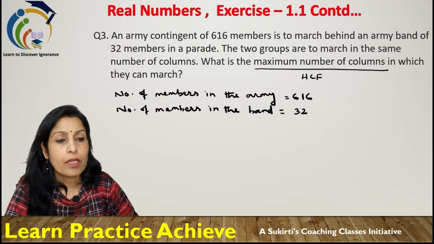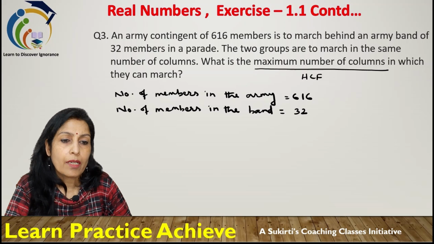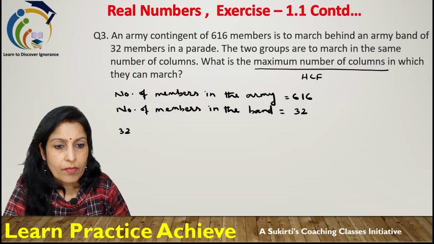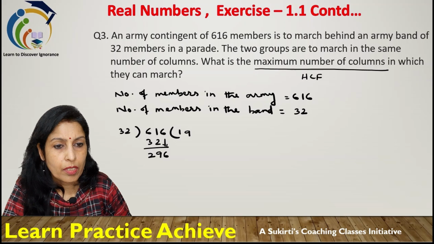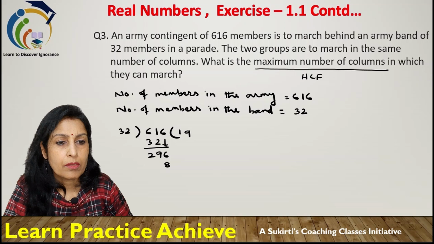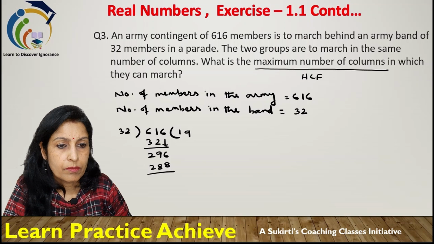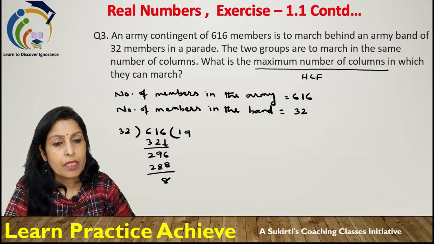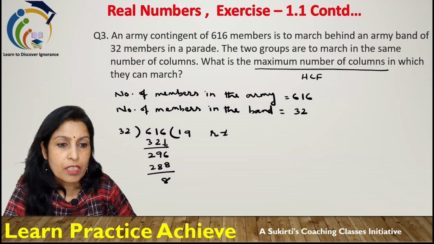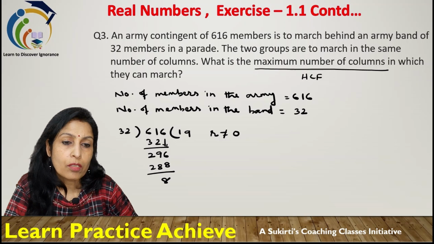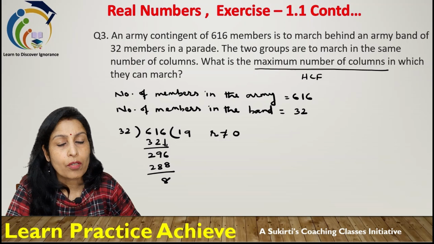Okay, so now we have to find out the HCF of 616 and 32. So 32 and 616. So 1 times 32, then 6 will come down. Then if you take 9, your remainder is coming 8. If the remainder is 8, then we can't find the HCF, because the remainder should be 0 to get the HCF. Here the remainder is not 0. That is why again we have to find the HCF.